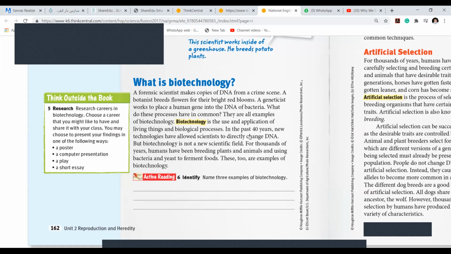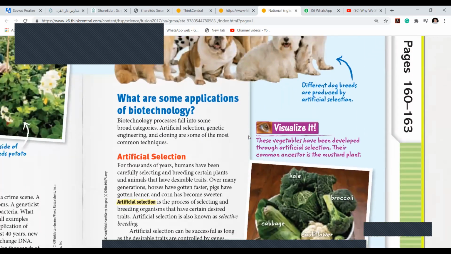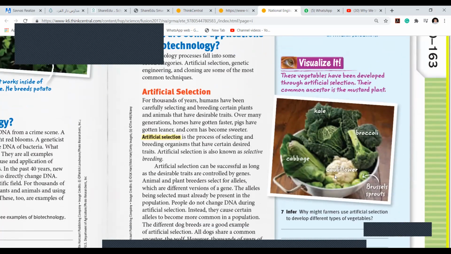But biotechnology is not a new scientific field. You have artificial selection. What are some applications of biotechnology? We have the first one, artificial selection. See? These are the different breeds we know as cabbage, cauliflower, broccoli, and we see the green cabbage, the purple cabbage, these all are new additions. Am I correct? Yes. One kind of tomato, but one color, but with different kinds.